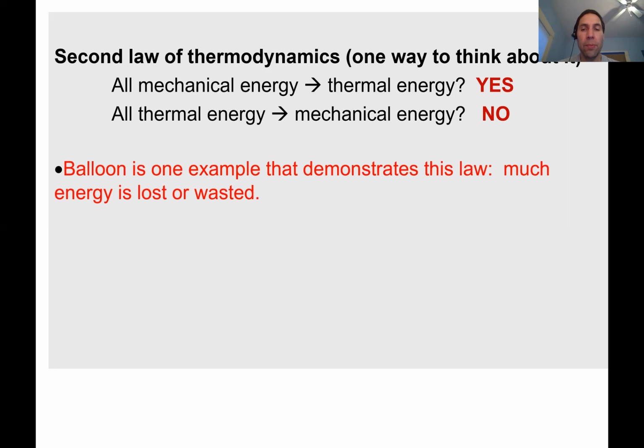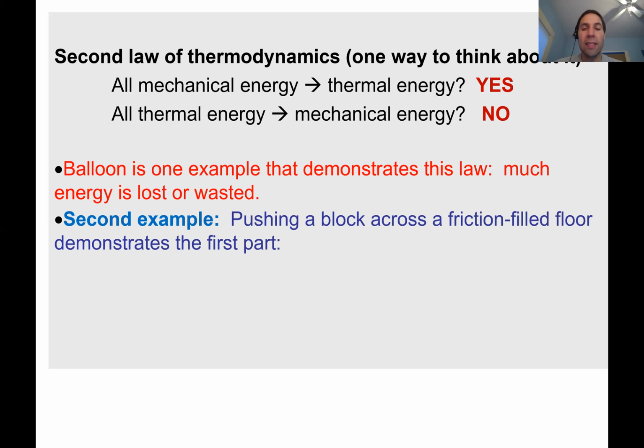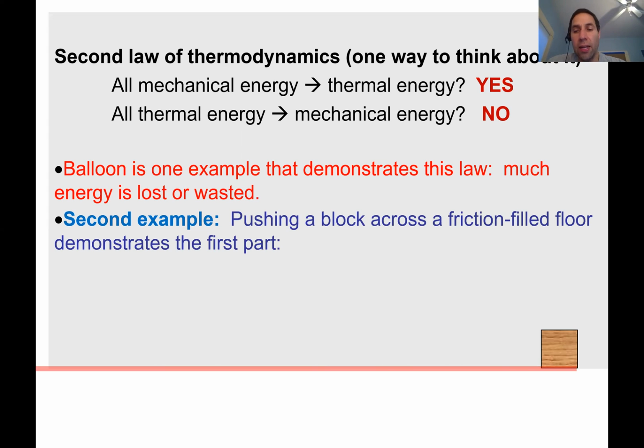And so let's talk about two examples. The balloon is one example that demonstrates this law, because if you think about it, the wood being burned certainly causes the hot air, and the hot air balloon rises, but there is a lot of mechanical energy that is converted into thermal energy during this whole process, okay? A second example, let's say I take a block and I push it along a friction-filled floor, okay? That's another example of where a bunch of mechanical energy, meaning the sum of kinetic, and let's just say it's all kinetic. All that kinetic energy of the block being pushed across the friction-filled floor was converted eventually into thermal energy as the block came to a stop.